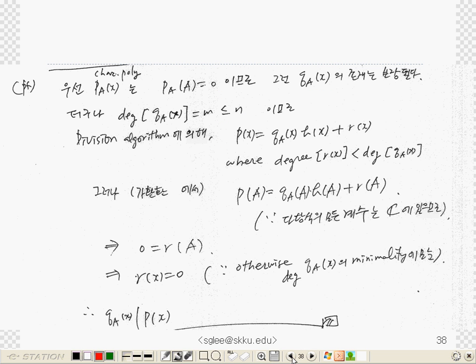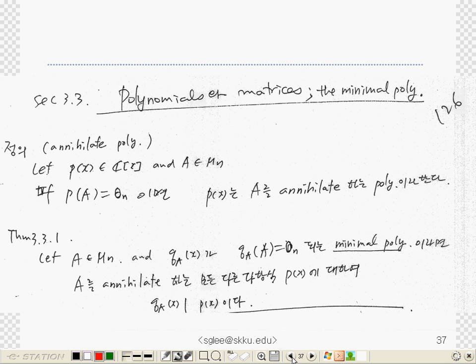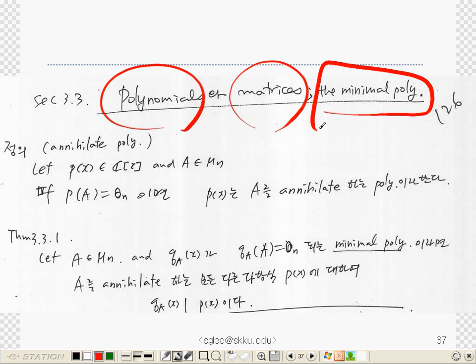And the next important concept is about the polynomial and matrix. That's the minimal polynomial.